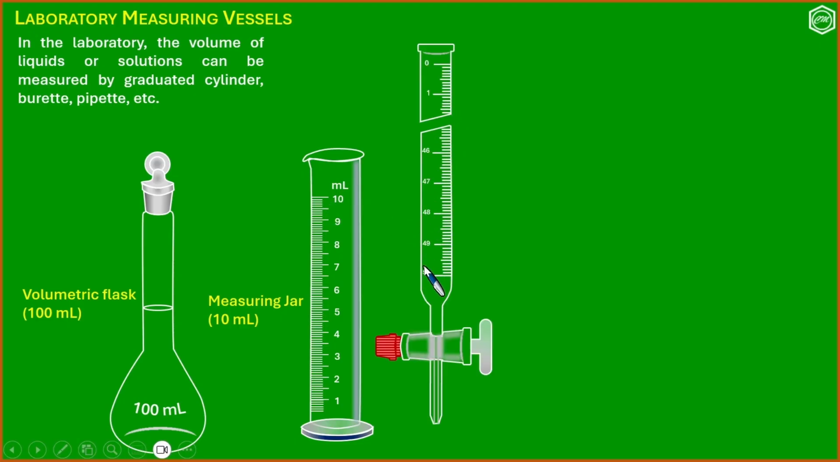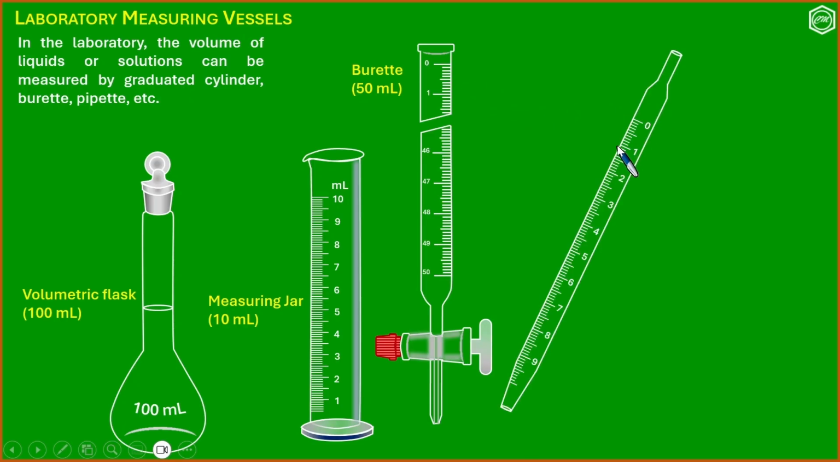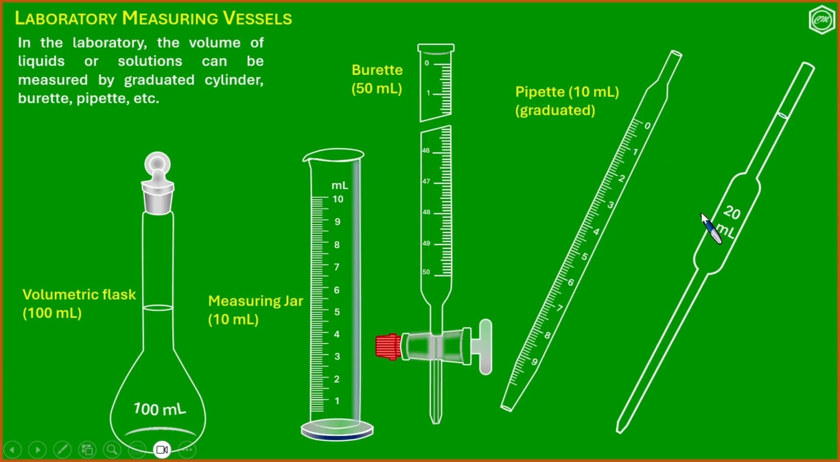And this is a burette. This burette can transfer 50 ml. And the minimum volume it can transfer is 0.1 ml. And this one is a graduated pipette. It's a 10 ml pipette. And we can transfer a maximum of 10 ml. And also we can transfer 0.1 ml. And this one is a fixed volume pipette that is 20 ml. And we can transfer only this much amount using this pipette up to this mark. The volume is 20 ml.